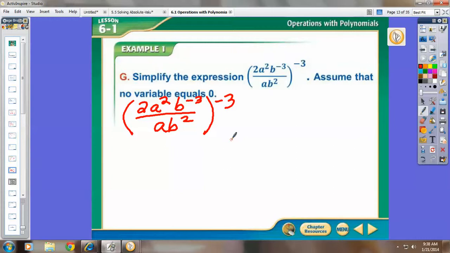I would encourage you to start with your parentheses like I've been saying. Inside the parentheses, is there anything you can simplify? Yes, we'll start with our a's. A squared divided by a is really a to the what power? First power, 2 minus 1. So we have 2a to the first power. What about your b's? When we're dividing, what do we do with the exponents? Subtract. So we have negative 3 minus 2. Negative 5.